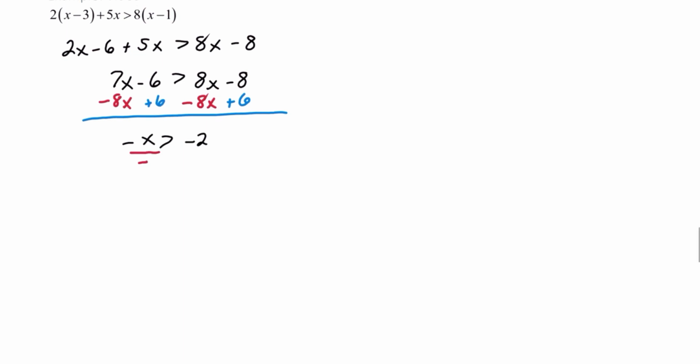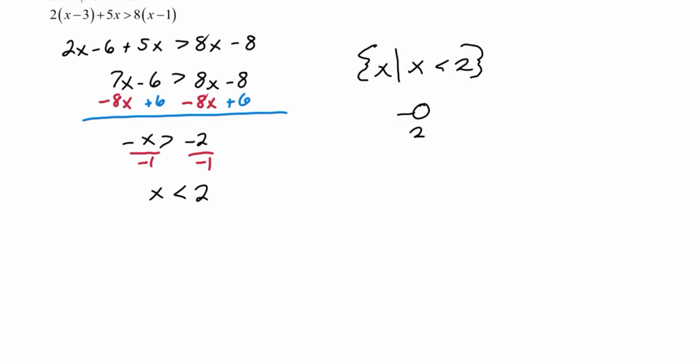Divide both sides by negative 1. And we get x is less than 2. Remember to change the direction of the inequality when you divide or multiply by a negative. Our answer in set notation will be all x such that x is less than 2. And as a graph, we'll have an open circle on the 2 and shade to the left.